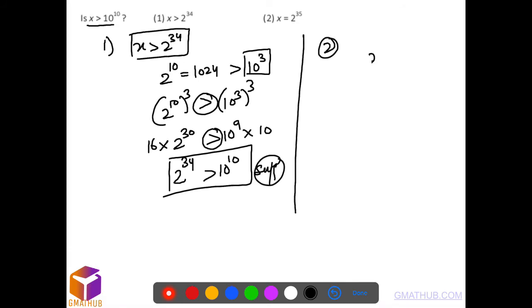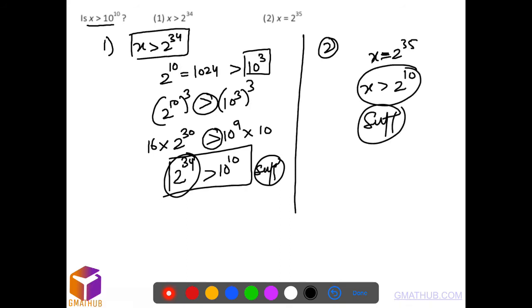Second statement, x is equal to 2 raised to power 35. Now we have already seen 2 raised to power 34 is bigger. So this is also bigger than 10 raised to power 10. D would be our answer.